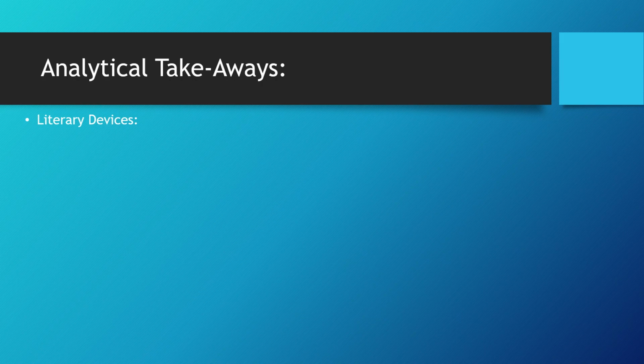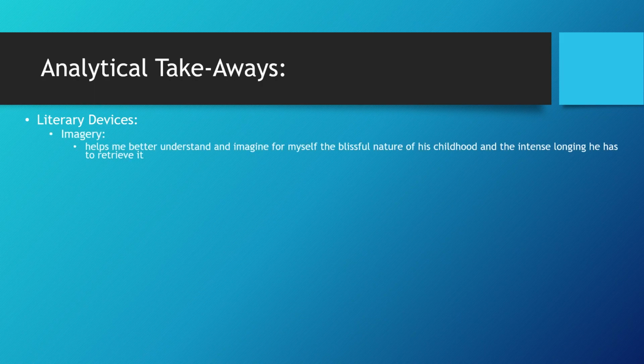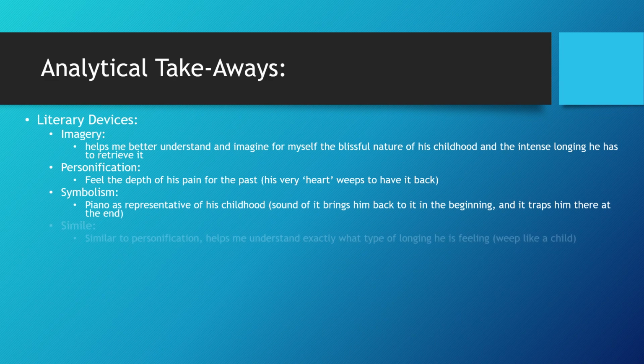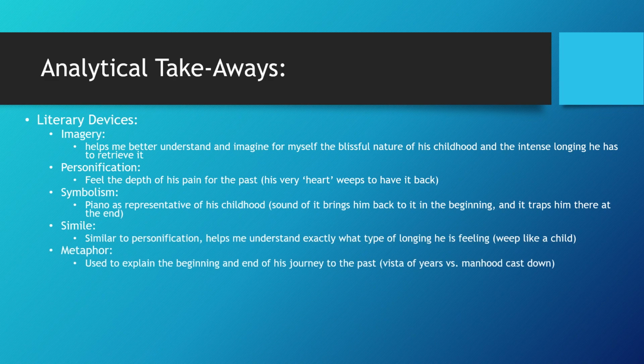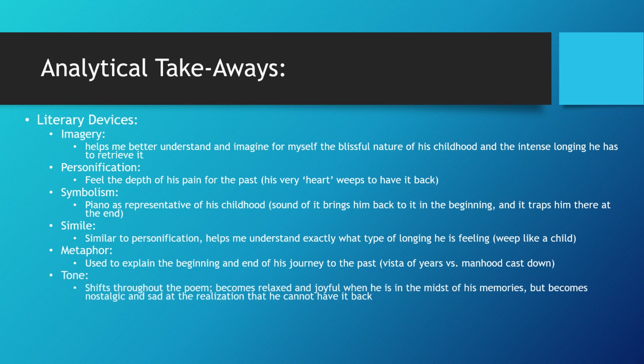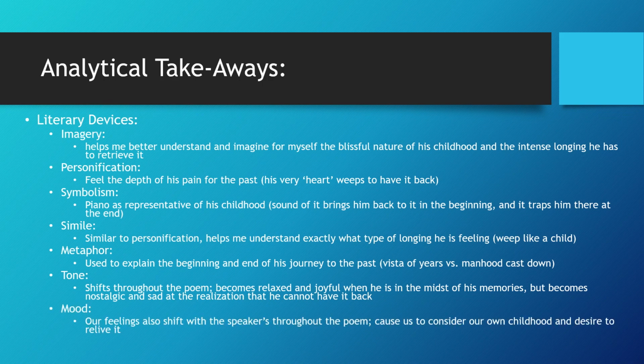The last set of literary devices I see are, for example, imagery. Throughout the poem, I get a clear understanding of the man's childhood through the use of personification, symbolism, simile, and metaphor. All of these literary devices help me to understand what sort of tone and mood is used throughout the poem, right? A tone that shifts, that first begins relaxed and joyful, but then becomes rather nostalgic and sad at the realization that his childhood is gone. And as this tone shifts, I realize my mood as the reader shifts along with it.